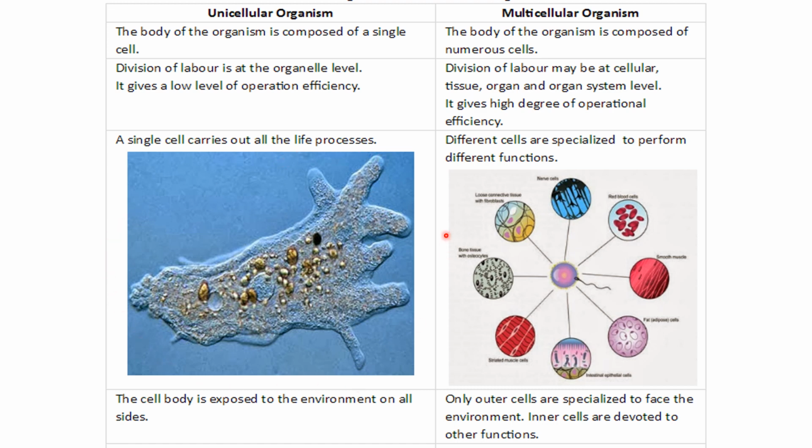For unicellular organisms, a single cell carries out all life purposes. This is an amoeba. It is a eukaryotic unicellular organism, whereas for multicellular organisms, different cells are specialized to perform different functions. So we have smooth muscle cells, red blood cells, nerve cells, bone tissue cells, and so on. We have different types of cells that have different functions. And lastly, in unicellular organisms, the cell body is exposed to the environment on all sides, whereas in multicellular organisms, only outer cells are specialized to face the environment. Inner cells are devoted to other functions.